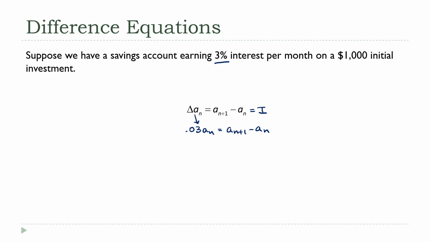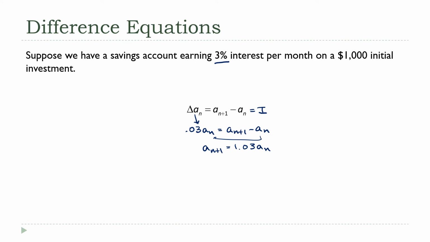All right, now notice that I've removed the delta part of the expression, and we're left with something that we can solve for a sub n plus 1. If we move this a sub n over to the other side, this becomes a sub n plus 1 equals 1.03 a sub n. And this leaves us with a formula for the value of the account after n years, or putting it another way, the value of the account at the beginning of year n plus 1.